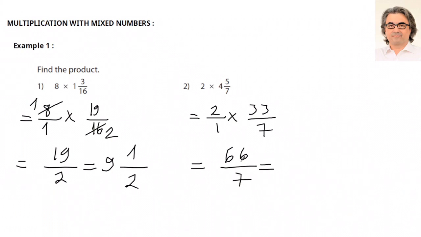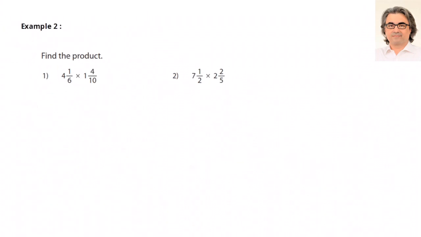If you want to change this improper fraction to mixed fraction form, in 66 we have 9 sevens. 9 times 7 is 63. The remainder is 3. 9 and 3 over 7 is the final result. So if you have a mixed fraction, write it in its improper fraction form and then make the multiplication operation. Let's make necessary simplifications.